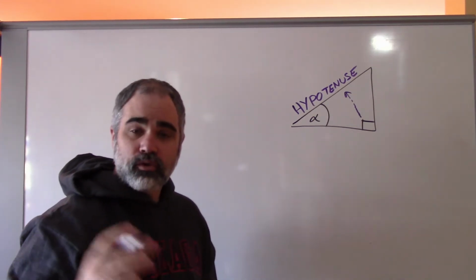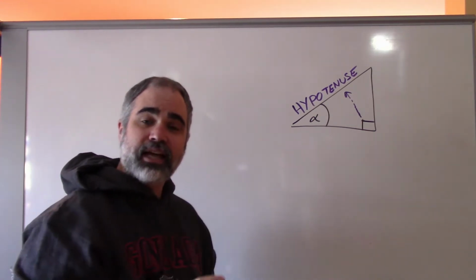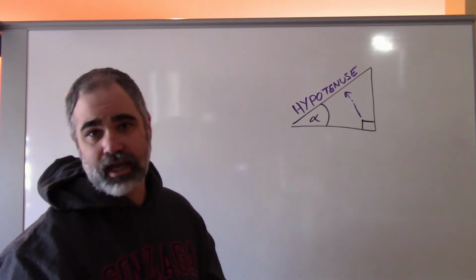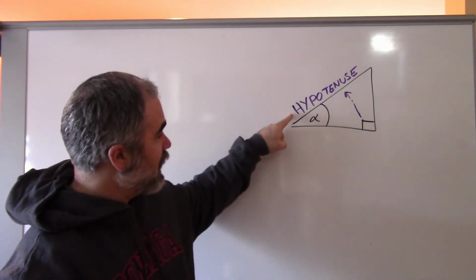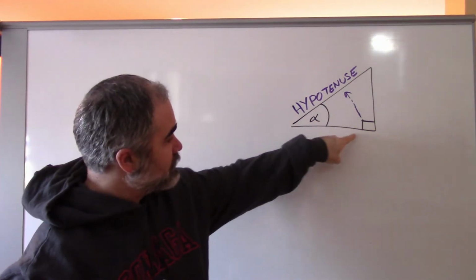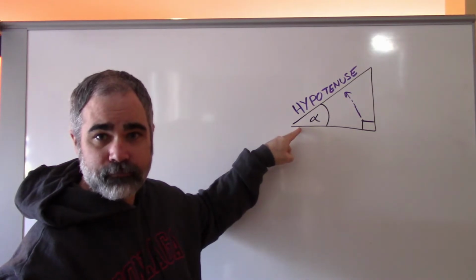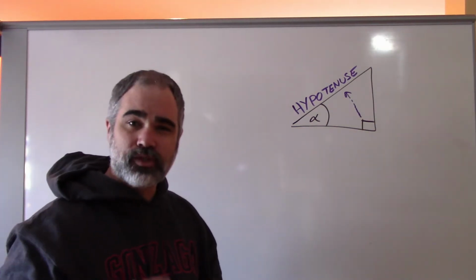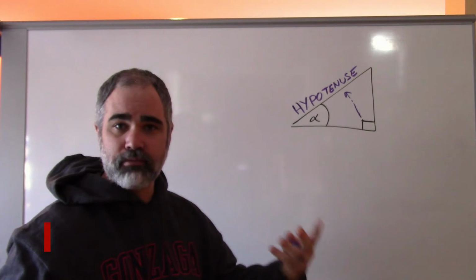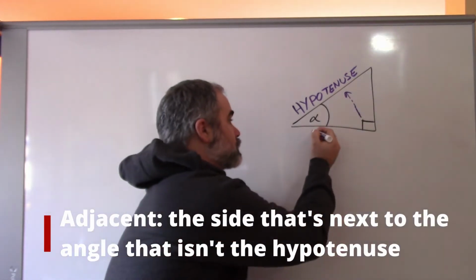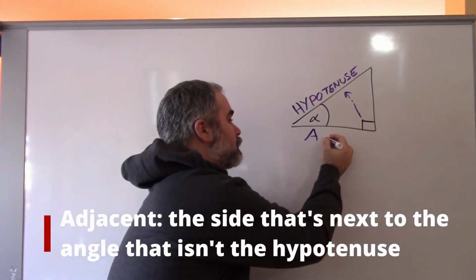Now, there's also going to be a side length that's next to the angle. Okay, I've got the hypotenuse already, and then there's this other side that's next to whatever your angle is. We call that the adjacent side. Adjacent is just a word that means next to, so it's a pretty good choice for what we're doing here.